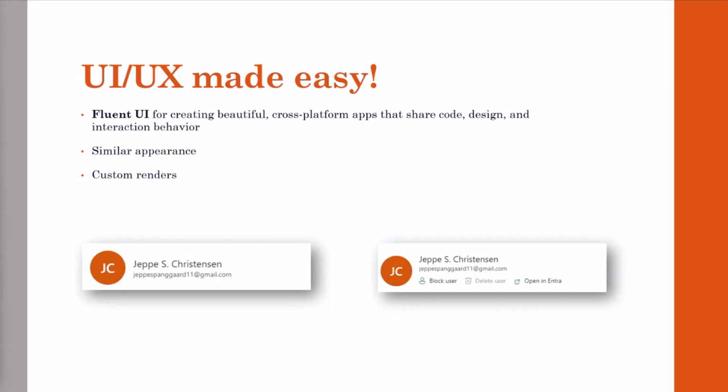Furthermore, the framework contains numerous methods that make it easy to manipulate the output of a component, allowing us to customize it according to our preferences. If you take a look at these two pictures on the slide, the one to the left is a standard Fluent UI persona component, and the one to the right is the same component, but with our custom rendering, where we joined several components into one.